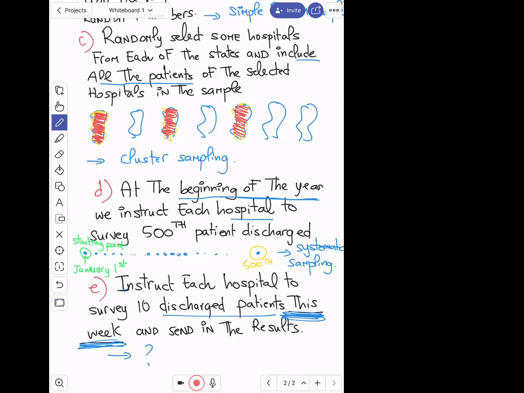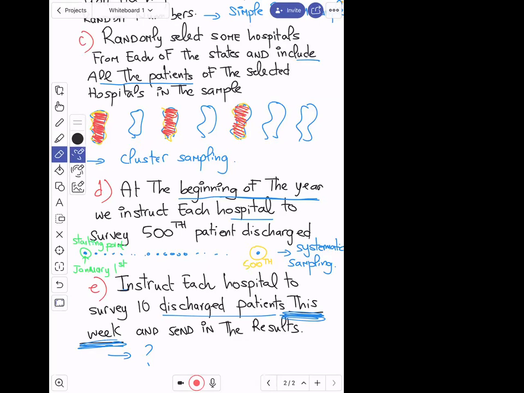These patients are available this week, so we can easily contact them, and we can have our sample. This is why E is just a convenience sampling, because we are contacting available patients, in some sense, the patients discharged this week.